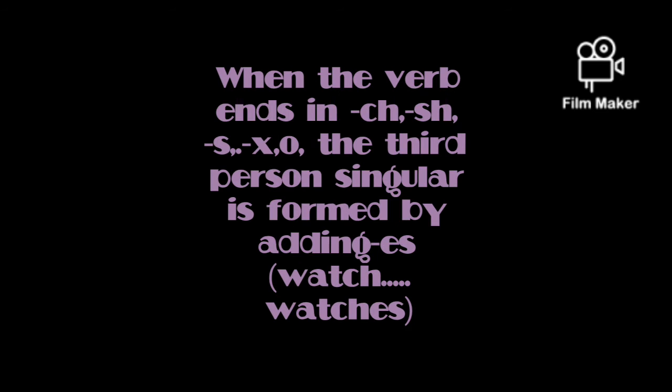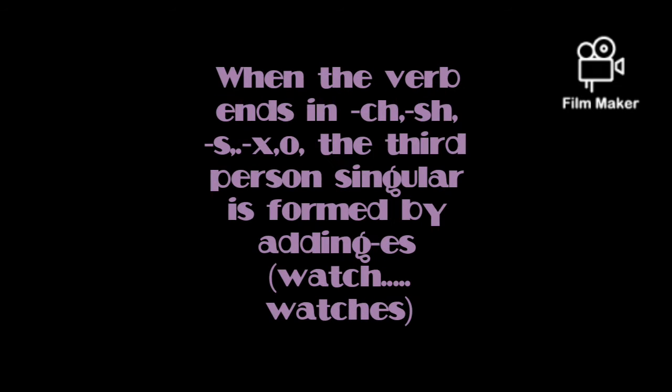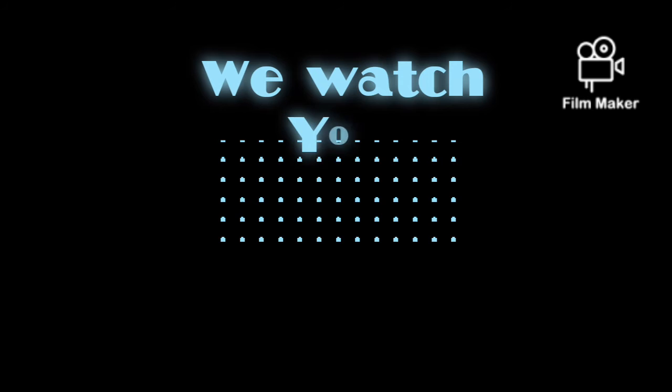But for he, she, and it, say studies. Now, when the verb ends in ch, sh, s, x, or o, the third person singular is formed by adding es. So you need more examples this time. The verb to watch, in the third person singular, you have he watches. Now you can say I watch, you watch, he watches. We watch, you watch, they watch.